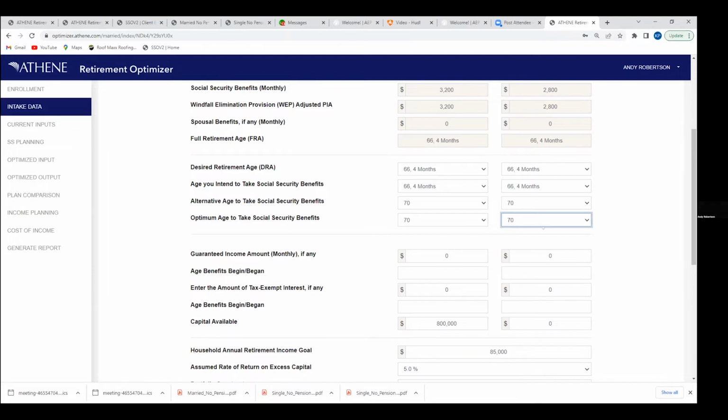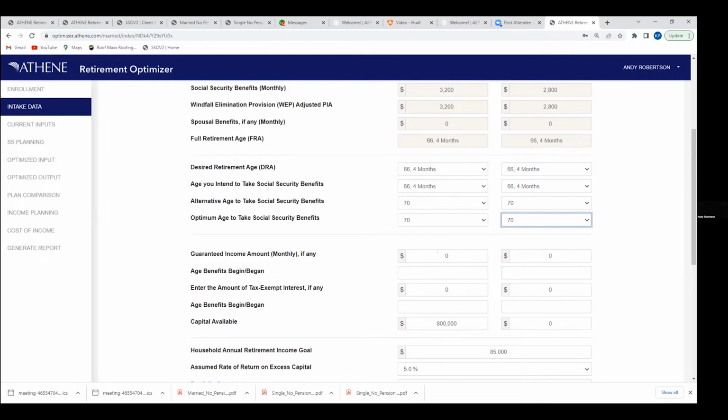Now, this next section right here is kind of a catch-all. In the event the client has other forms of income, if they had a pension, you would have clicked a different scenario and it would be asking you for pension information. But in the event they have any other income that's guaranteed that they want you to consider, this is the place we can capture it here.